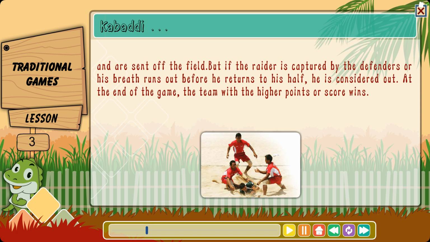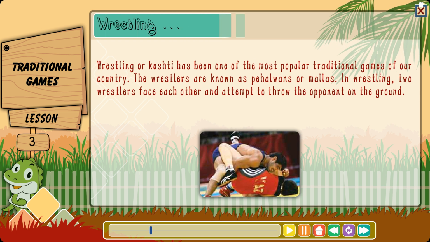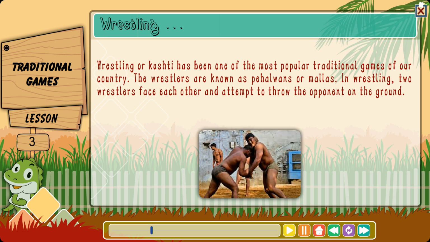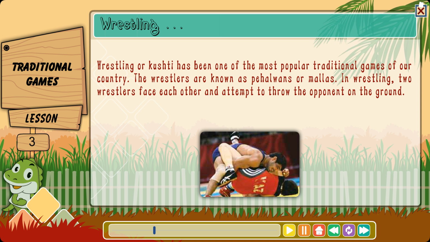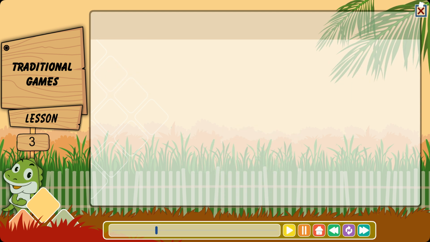But if the raider is captured by the defenders or his breath runs out before he returns to his half, he is considered out. At the end of the game, the team with the higher points or score wins. Wrestling. Wrestling has been one of the most popular traditional games of our country. The wrestlers are known as Pehlwans or Mallas. In wrestling, 2 wrestlers face each other and attempt to throw the opponent on the ground.